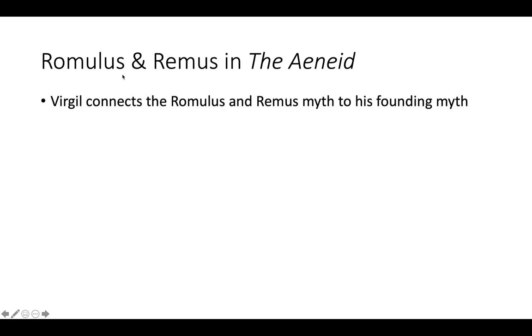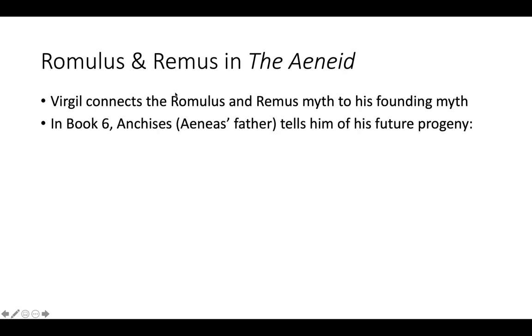So this myth is referenced in Virgil's Aeneid. Virgil, in writing his epic, is trying to establish legitimacy for it through reference to this myth that already existed. So Virgil connects the Romulus and Remus myth to his founding myth. In book 6, this is a book where Aeneas goes into the underworld. He visits people who have died, including his own father. So Anchises, his dad, tells Aeneas that he will father many, many sons who will go on to found Rome.